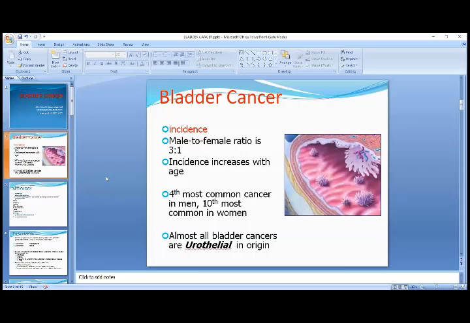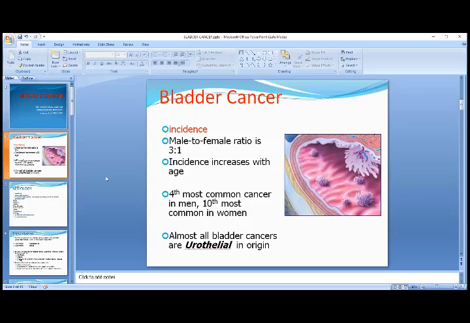It is the fourth most common cancer in men and 10th most common cancer in women. So it's quite a prevalent malignancy in males, getting the fourth number. That is, after 3 most common malignancies, this is the fourth most common malignancy in males, and it's the 10th most common malignancy in females.